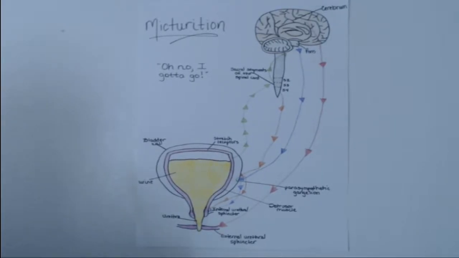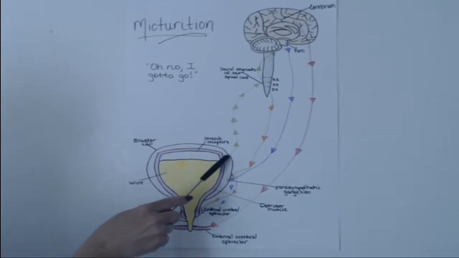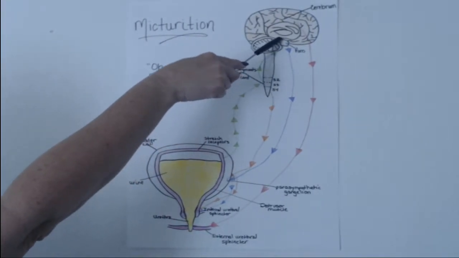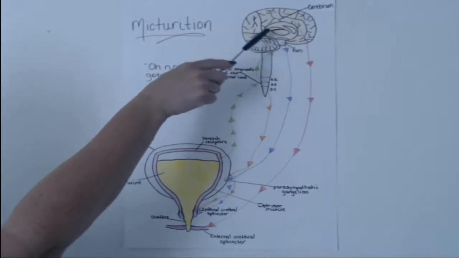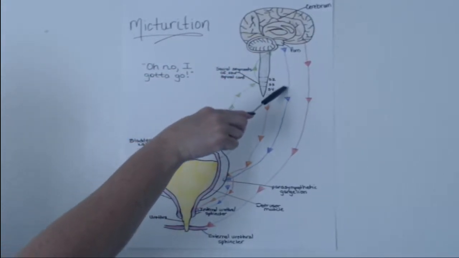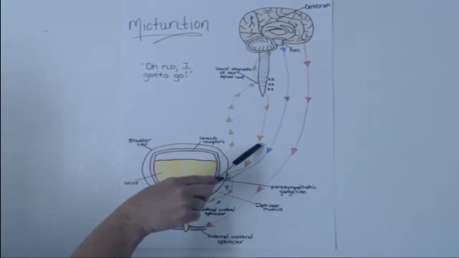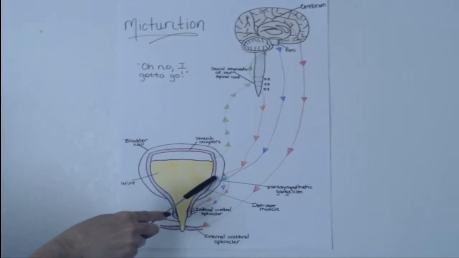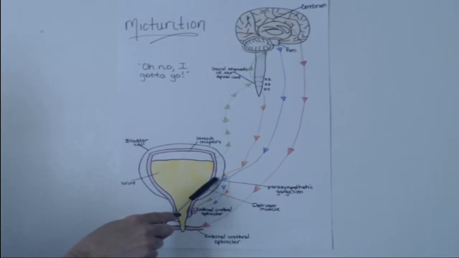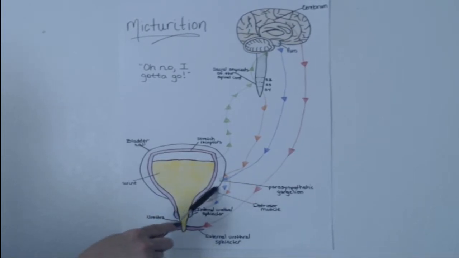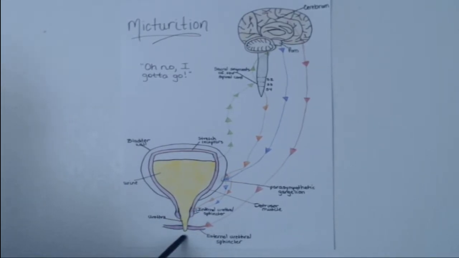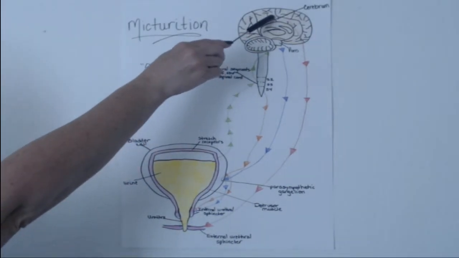Voluntary control happens when the stretch receptors send a signal to the nucleus within the pons, so way up here in our brain, called the micturition center. If you are in a position to urinate, the pons will descend efferent signals down the sacral spinal cord, exciting the parasympathetic ganglion neurons, actually causing the stimulation and contraction of the detrusor muscle, which relaxes that internal urethral sphincter, allowing you to urinate.